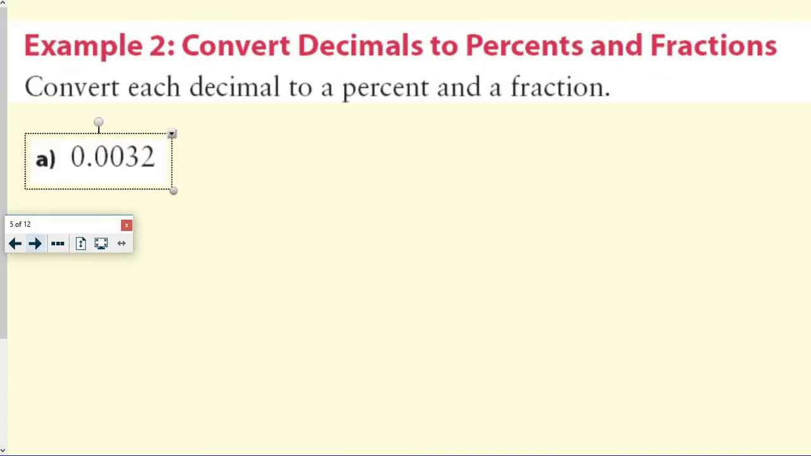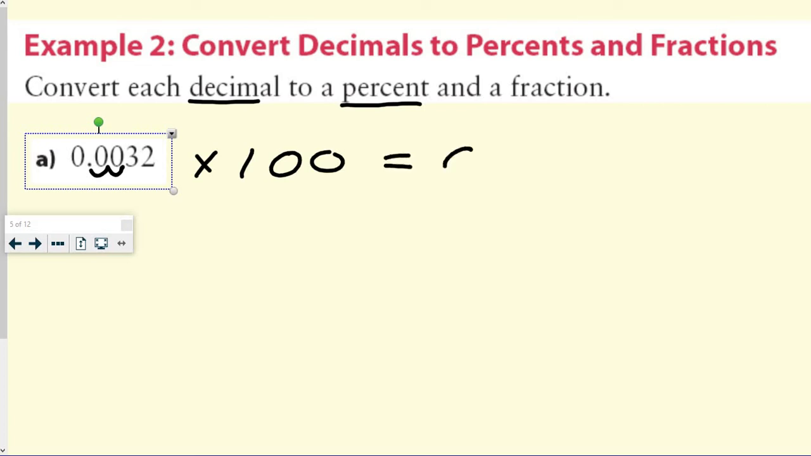So convert each decimal to a percent and to a fraction. To convert the decimal to a percent, we multiply it by 100. So we're going to move this 2 spots. So 0.0032 equals 0.32%.